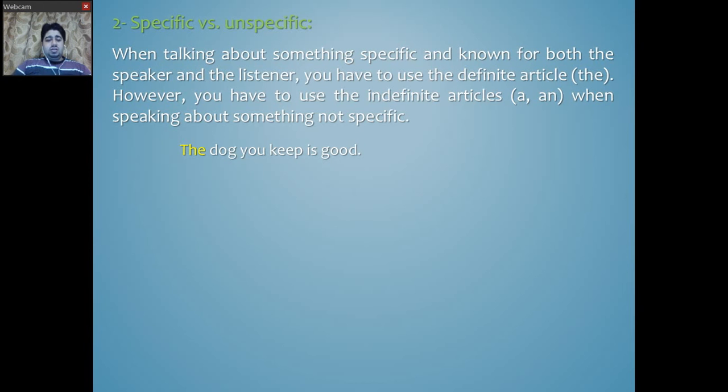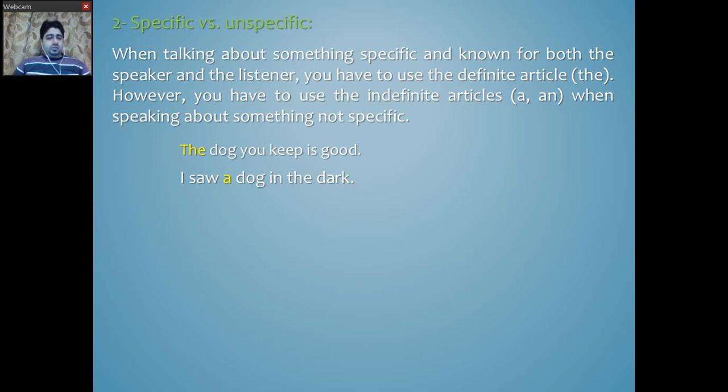The dog you keep is good. How do we know it's specific? Because of this: you keep. This phrase defines the dog, not any other dog. It's the one you keep. The one you keep is good. But if you are telling a story, for example, to somebody and you say, I saw a dog in the dark, since they don't know which dog you're talking about, it's unspecific, then use a. Okay, in this case.